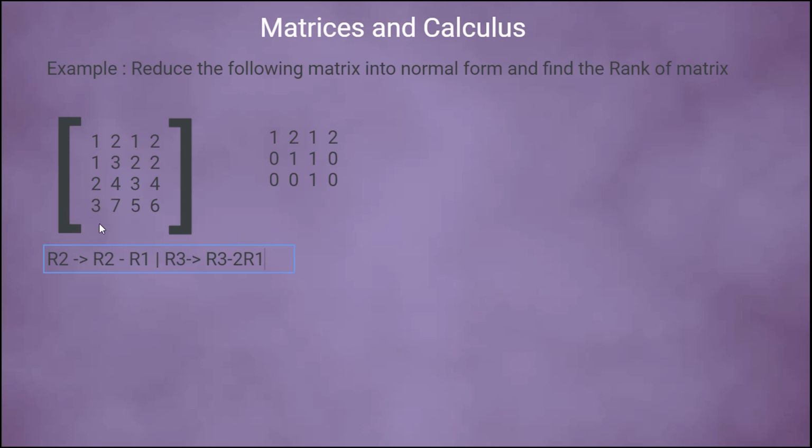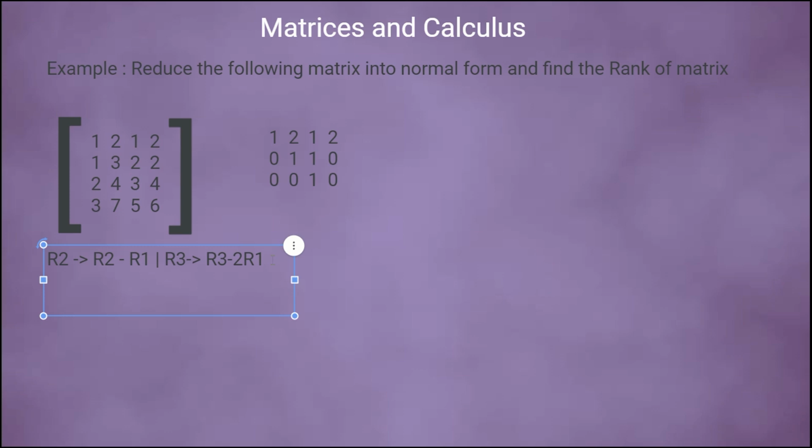And now we have the fourth row. Here we need to perform... Here we are having 3 and here we are having 1. So R4, sorry, this is R4 and this is R1. So R4 minus 3R1 equals R4.